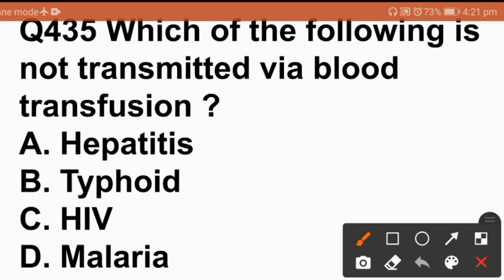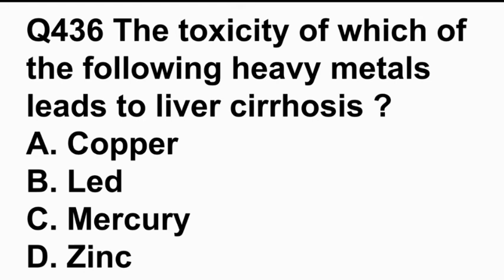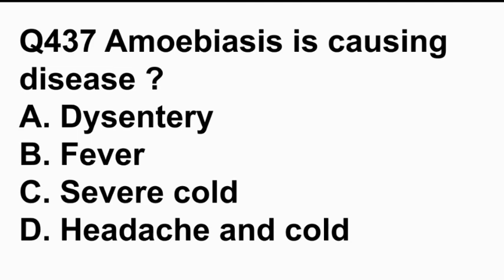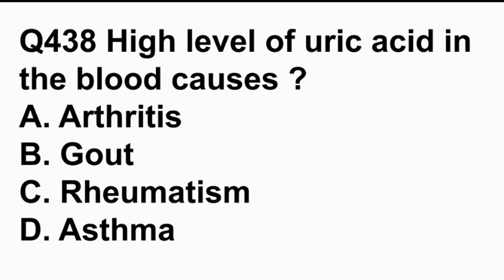B. Typhoid. The toxicity of which of the following heavy metals leads to liver cirrhosis? A. Copper. Amoebiasis is causing disease. A. Dysentery. High level of uric acid in the blood causes B. Gout.